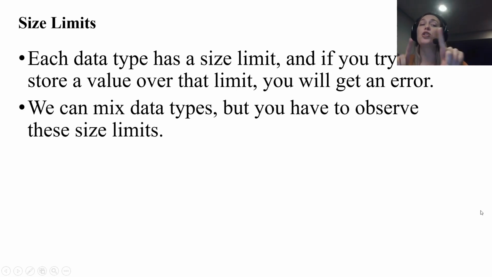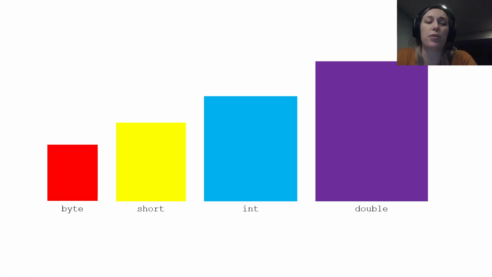You can mix certain data types, but you just really have to be careful about those size limits. And I'll show you examples of those. So visually, this is always what I like to show. Here are 4 data types. Obviously, there's 8 plus strings, but here's an example of 4. We have bytes, the smallest, shorts next, int, and then double is actually bigger than int. Double stores more data than an int does.